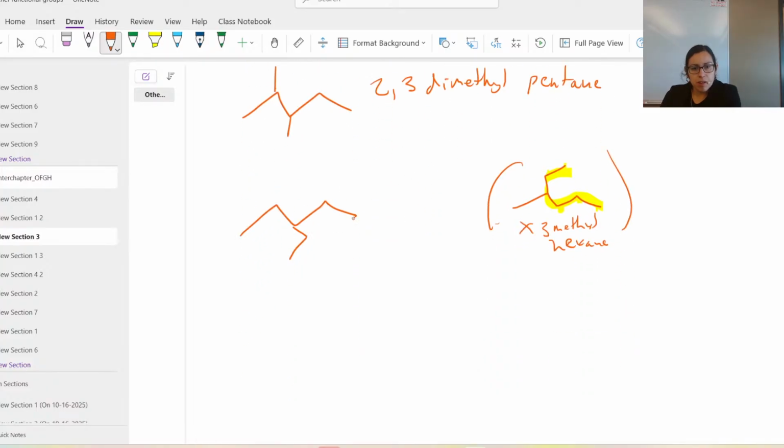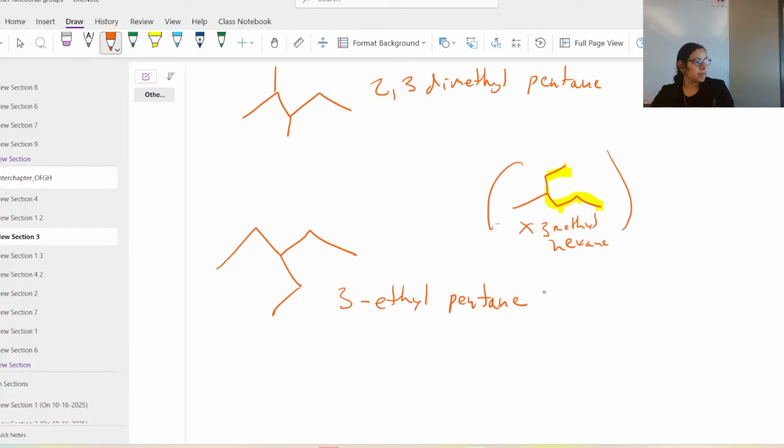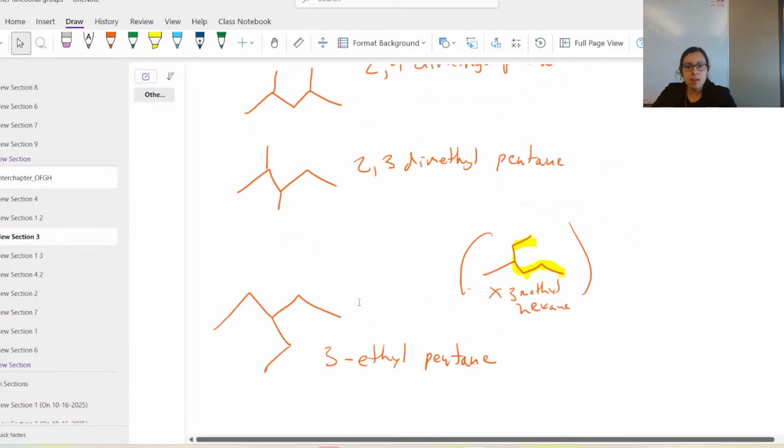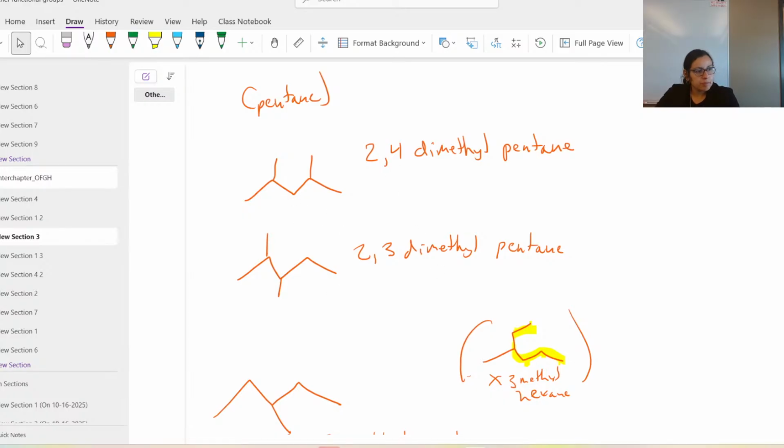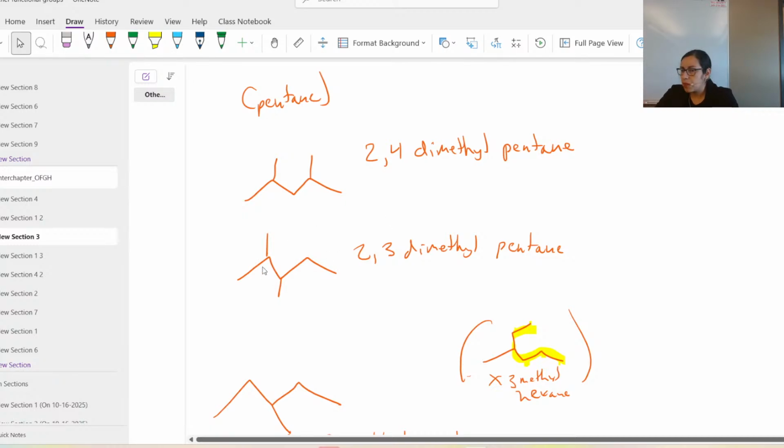So this is our longest chain. So 1, 2, 3, 4, 5, right? 1, 2, 3. Let me just redraw this prettier. There we go. And right, this is still 1, 2, 3, 4, 5. So longest chain either way gives us 3-ethylpentane. Okay, there's still more pentane permutations building off of these. What else could we do with this methyl group?